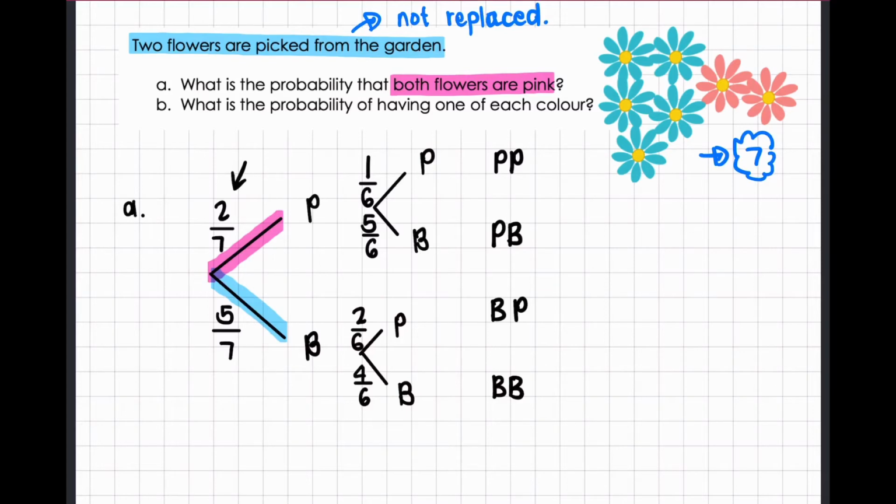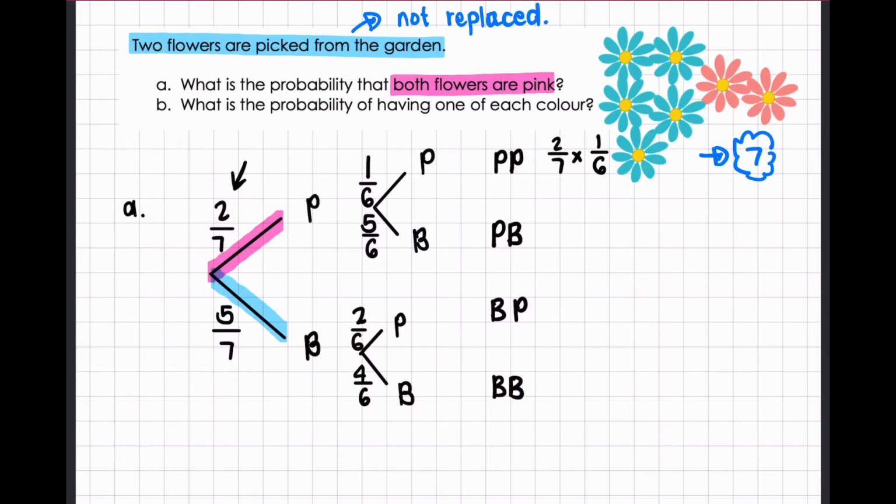Now, as you can see, if I'm saying pink, pink, PP, or pink, blue, PB, then I'm working from left to right. So I'm joining the two letters together, and that gives me one outcome. So if I'm working with a single outcome, I'm working from left to right and I'm multiplying together. So I would have 2 out of 7, which would be my first fraction, and I would multiply it with my second fraction, which is 1 out of 6.